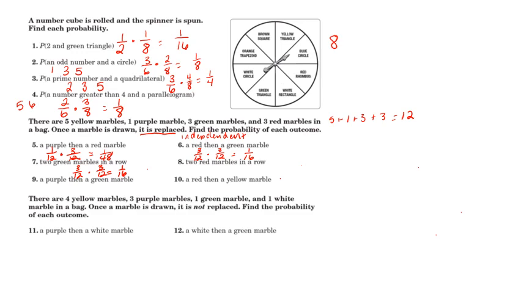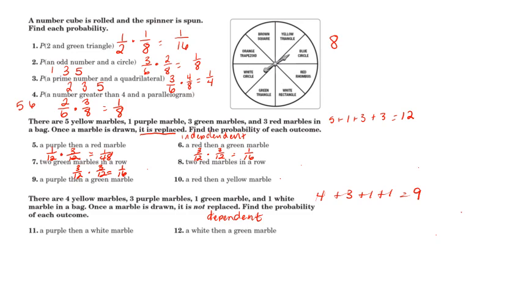But let's do 2 that, again, are dependent. There are 4 yellow marbles, 3 purple marbles, 1 green marble, and 1 white marble in a bag. Once a marble is drawn, it's not replaced. So now we're talking dependent, so we need to change things. Those are dependent events. My second event is going to be changed because of my first event. So first of all, let's see how many we have total when we first draw. 4 plus 3 plus 1 plus 1. There's 9 in the bag.